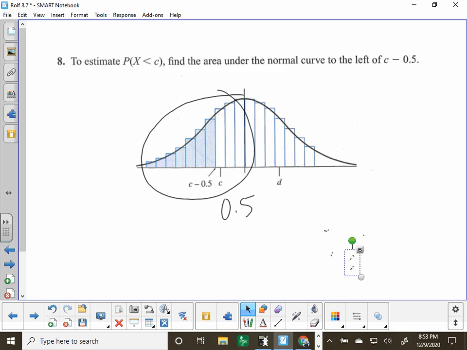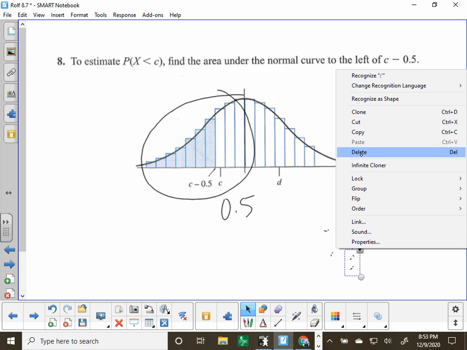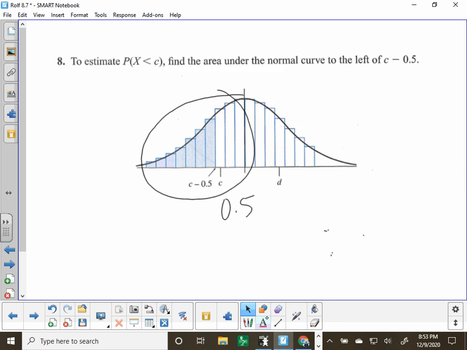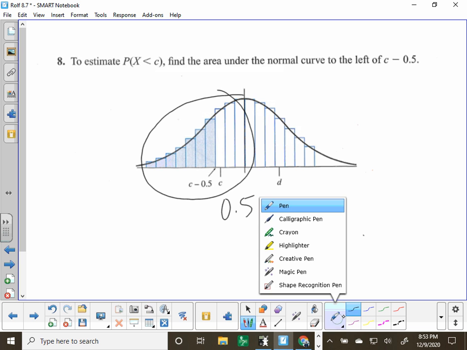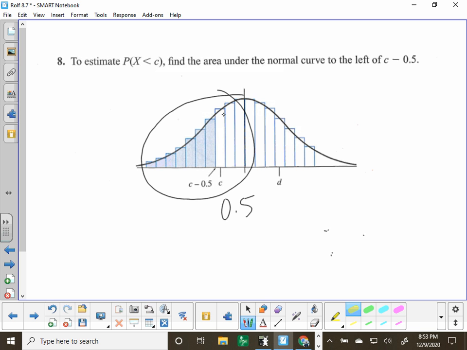Okay. So we can only look up this part on the table. Let me go to the highlighter tool here and highlight. So this part right here is what we can look up on the table.